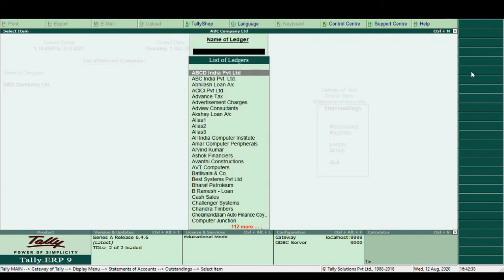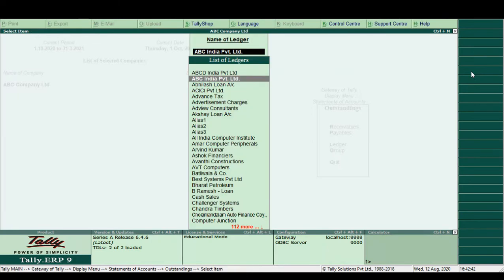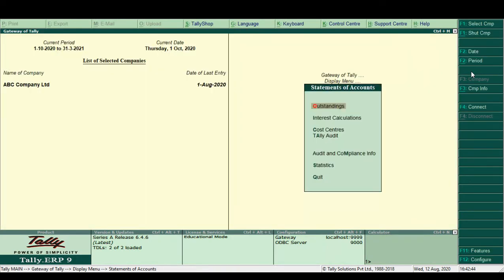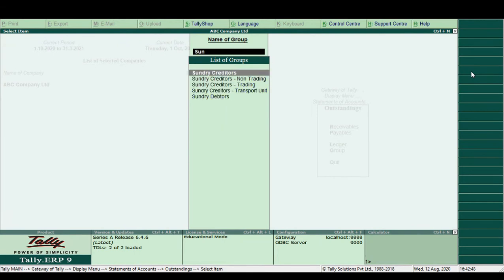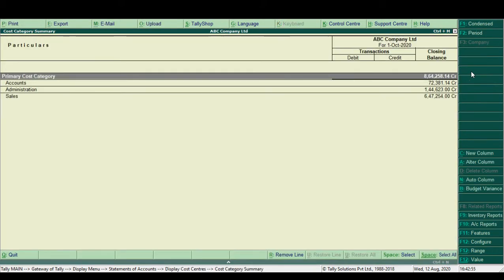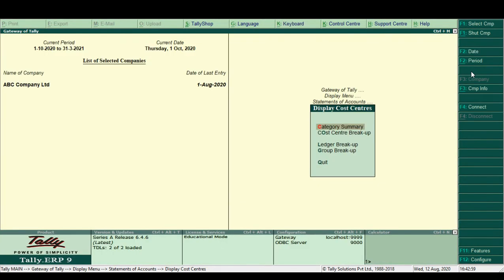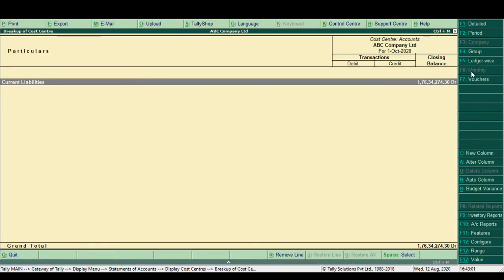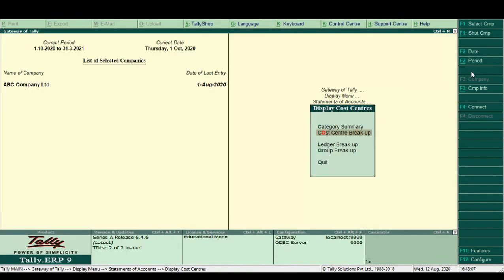Ledger. Group of spending, cost centre reports, cost category wise reports, cost breakup reports, ledger breakup.